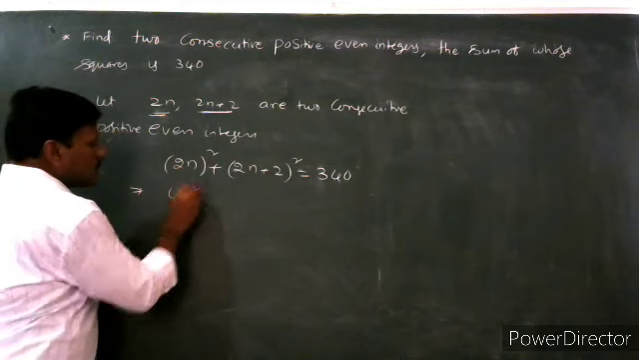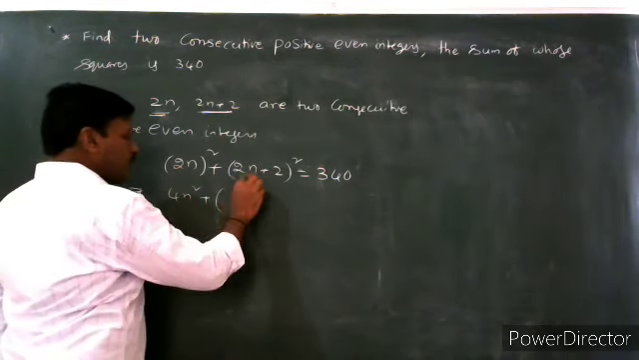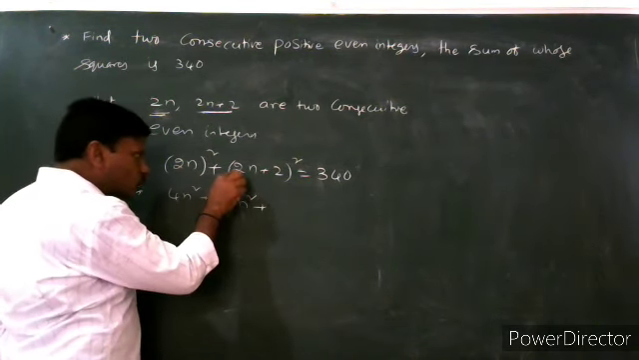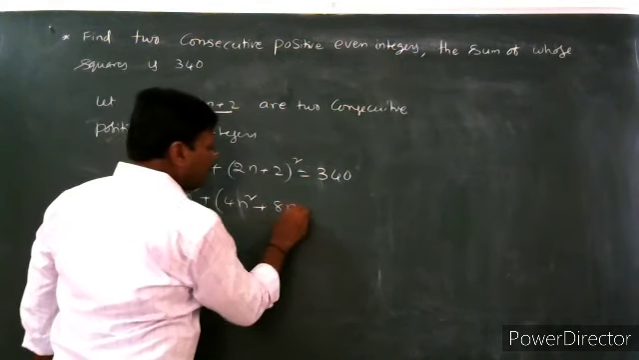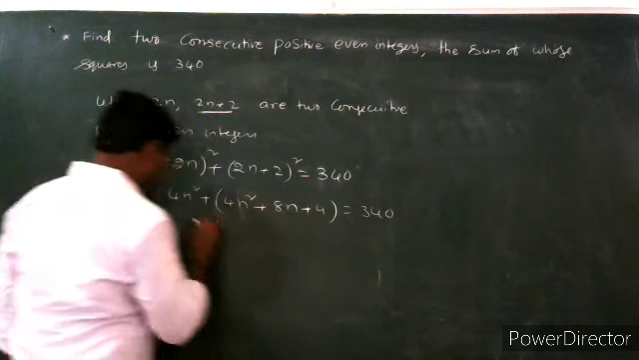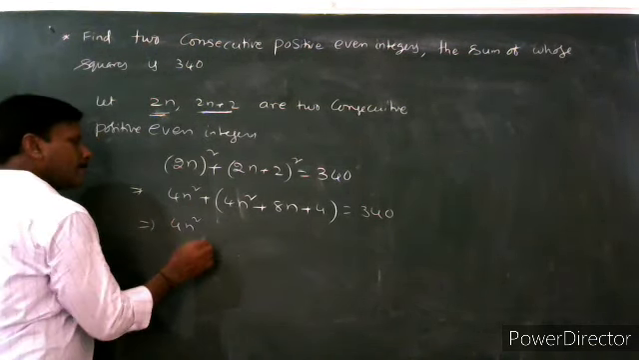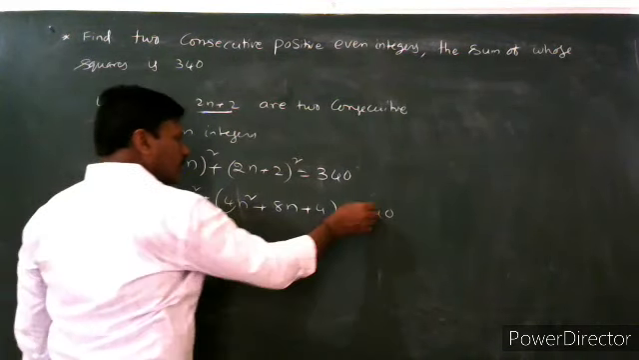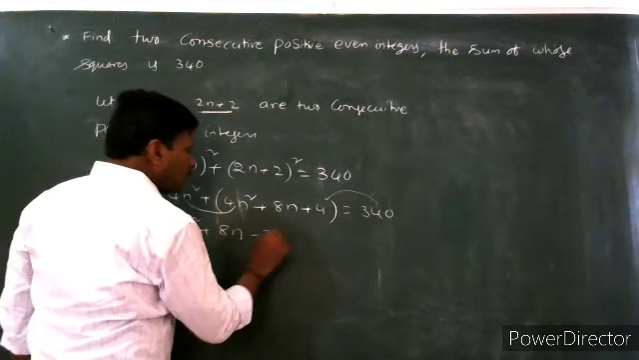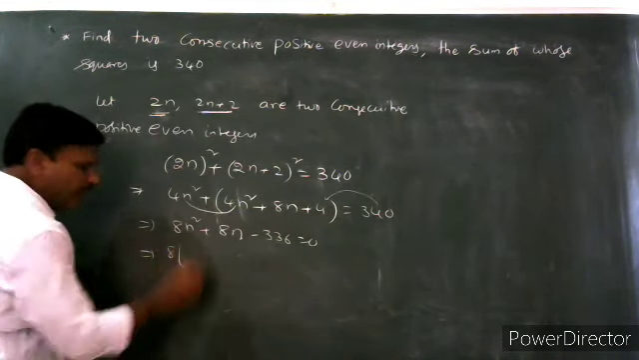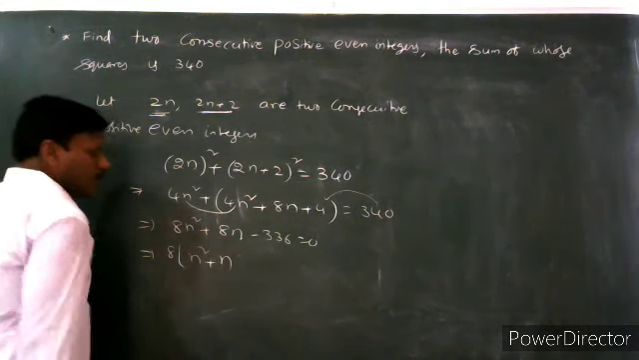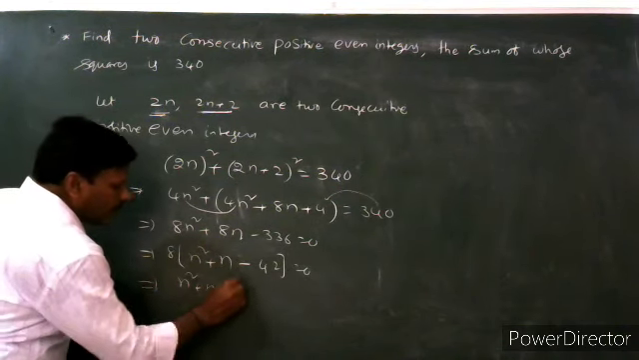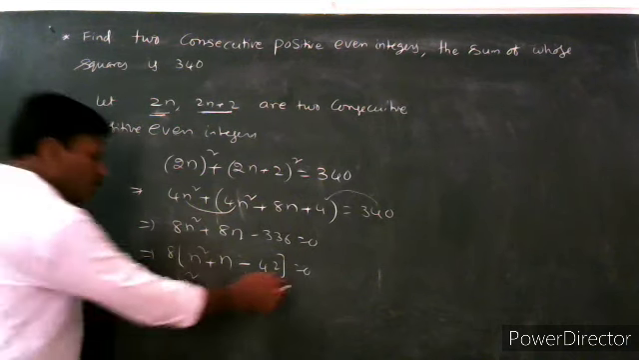(2n)² means 4n². This is the (a + b)² formula. A² means (2n)², that is 4n², plus 2ab, 2 into 2n into 2, that is 8n, plus b², which is 4, equals 340. So 4n² plus 4n² is 8n², plus 8n, plus 4, equals 340. Taking 340 to this side, 4 minus 340 is minus 336. Now take 8 common: n² + n − 42 = 0.